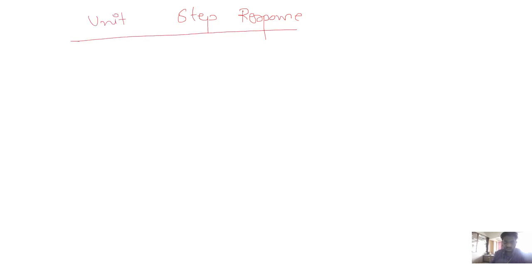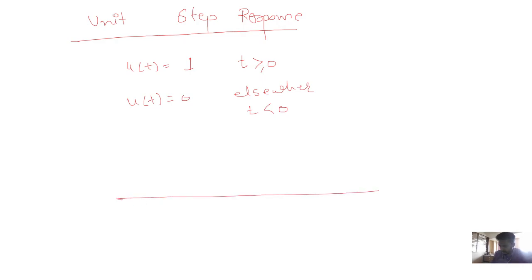Let me just revise what u of t is. U of t is equal to 1 for values of t greater than or equal to 0, and u of t is equal to 0 elsewhere, or when t is less than 0. And how will it look? It is 0, 1, 2, 3, minus 1, minus 2, minus 3. The signal will look something like this. From 0 it will have the value of 1. This is the y axis, the amplitude axis, and this is 1.